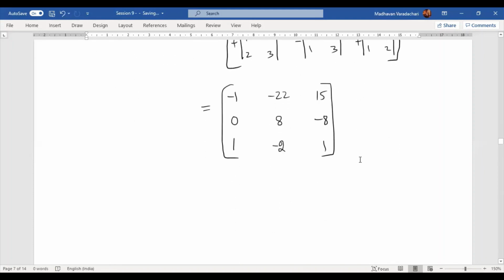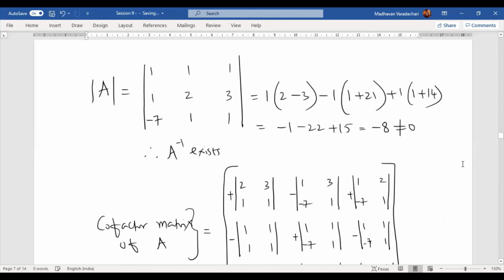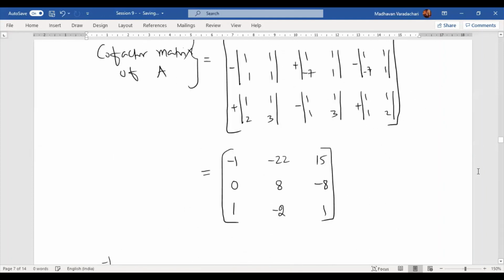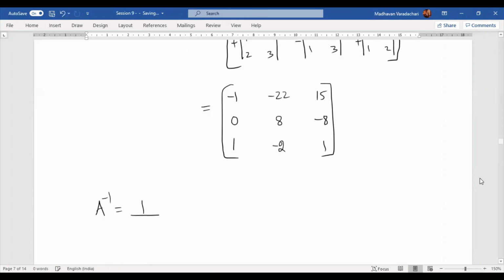So we can now directly write A inverse. A inverse is 1 by determinant of A. What is determinant of A we evaluated? Negative 8. Determinant of A. Then we should write the transpose of the cofactor matrix. Means the column elements, I will write it in row. Minus 1, 0, 1. Here, minus 22, 8, minus 2. This is 15, minus 8, 1.